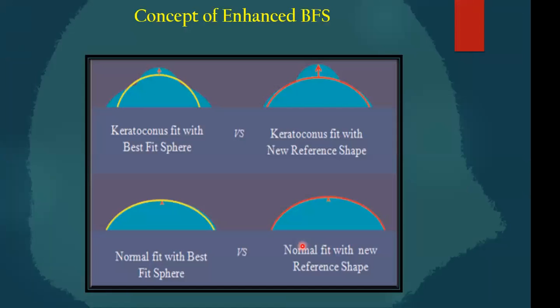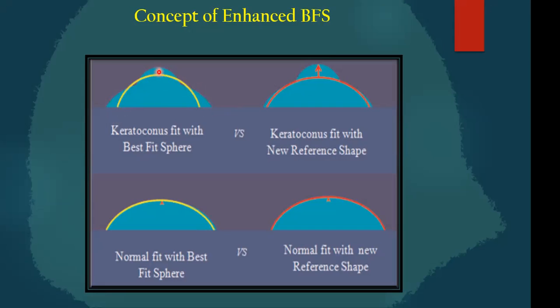All right. So let's talk about something known as the enhanced best fit sphere, which is important for us to understand what is the Belin Ambrosio enhanced ectasia display. Now, this is a patient's cornea who has a keratoconus. The blue image is the patient's cornea, and the yellow one is the best fit sphere.